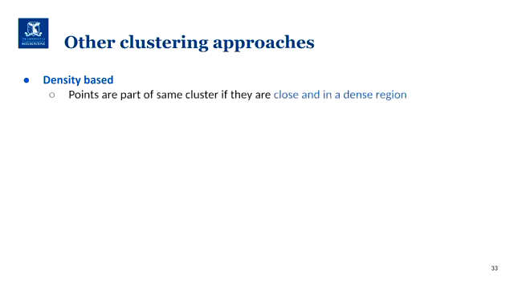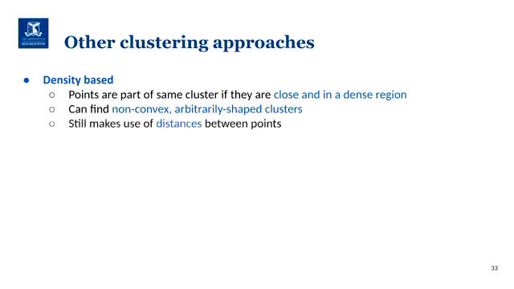And of course, we have other clustering approaches that we might discuss later on, which are density-based. For instance, we want to cluster points that are close and in a dense region. This is one way to go around non-convex and arbitrary shapes of clusters. There are quite a few alternatives for density-based ones. However, they still make use of distance between points.